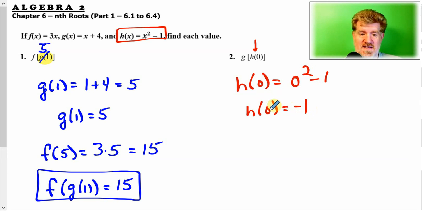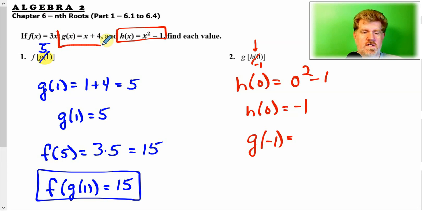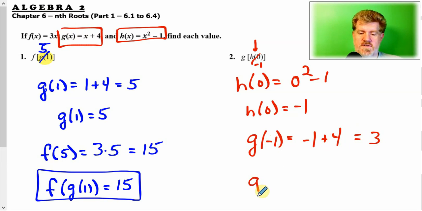I'm going to take that answer, that negative 1, and now I'm going to find g of negative 1. I found h first, then I take the answer and plug it into g. Well, g, remember, is still x plus 4. I'm going to put negative 1 in place of x. Negative 1 plus 4 is 3. So that means that g of h of 0 equals 3.